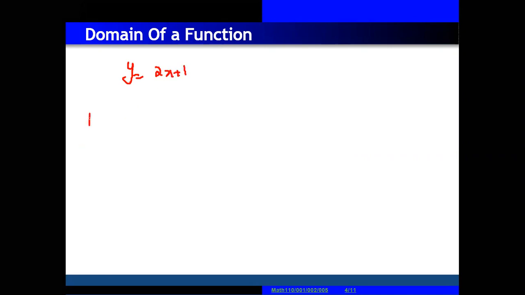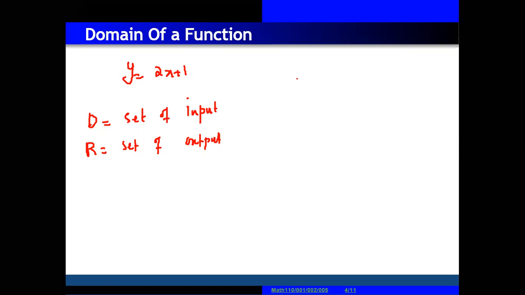You know the domain is the set of all x values, the set of input values, and the range is the set of output values. So for this function, how can we find the input values and output values? Today we will just discuss the domain, the input values, then we will discuss the output values.